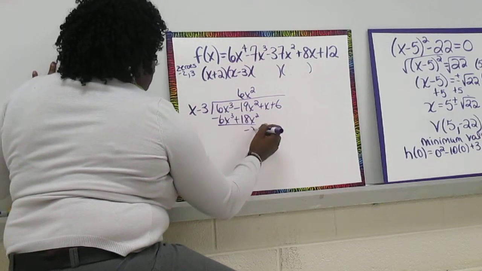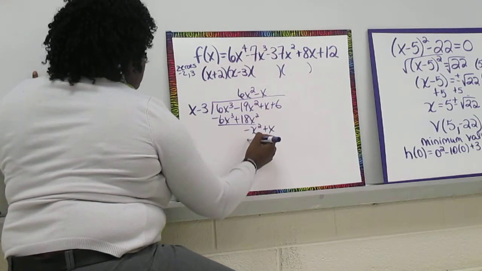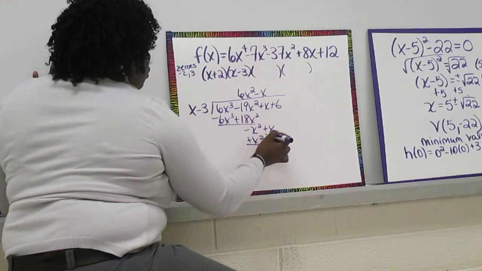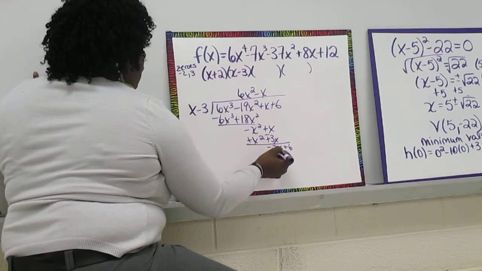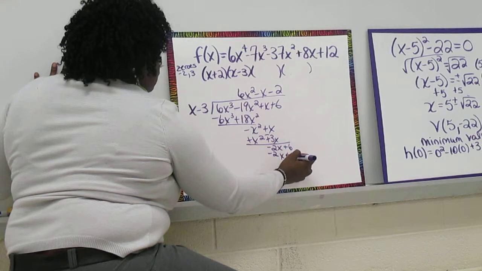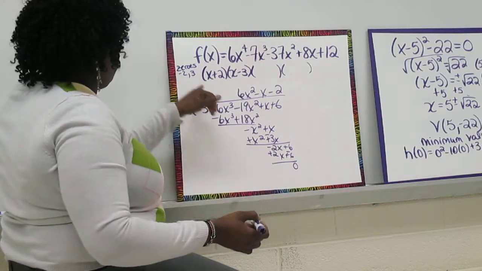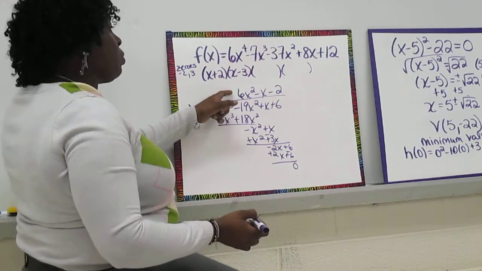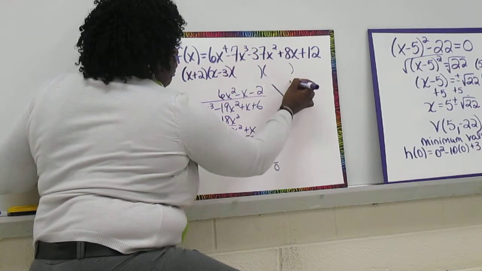I'm going to change my signs. Negative x squared plus x. X into negative x squared, of course, is negative x. That gives you negative x squared plus 3x. Change both signs. That gives you negative 2x plus 6. X into negative 2x is negative 2. That gives you negative 2x plus 6. Change both signs, we get 0. So that means we did it correct because we know that x plus 2 and x minus 3 are both factors. Now that you have 6x squared minus x minus 2, we can factor that to find the other two.